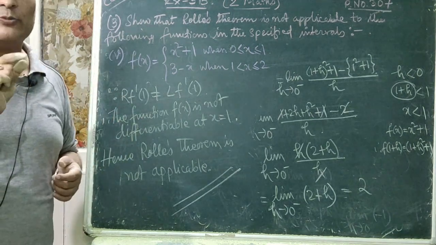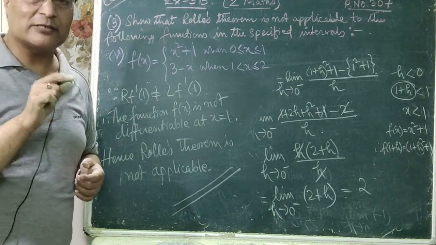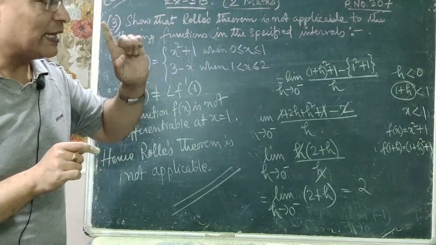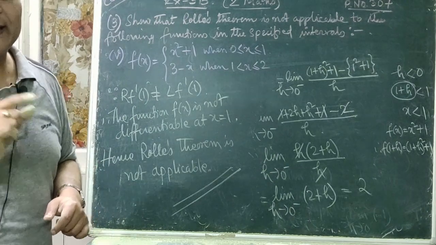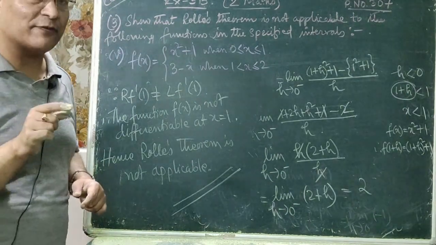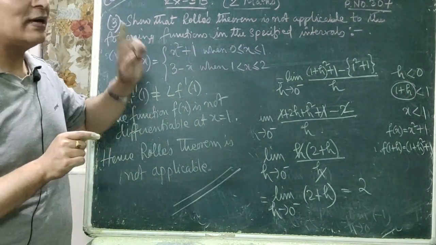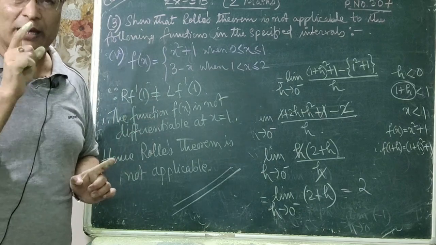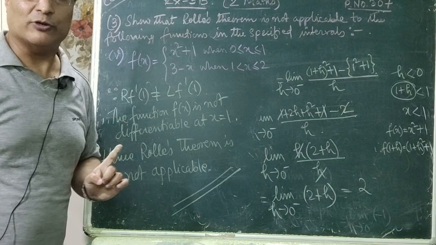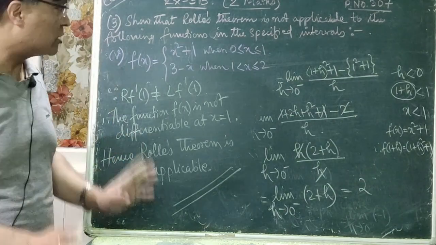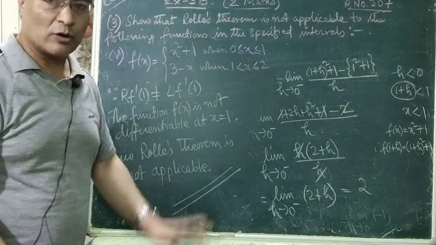Then there exists at least one value of x, say x is equal to c lying between a and b, such that f dash of c is equal to 0 for Rolle's theorem, but f dash of c is equal to f of b minus f of a divided by b minus a for Lagrange's mean value theorem. Once, you should look at the statement of Lagrange's mean value theorem. Okay, so this much is for today, so you can copy it.